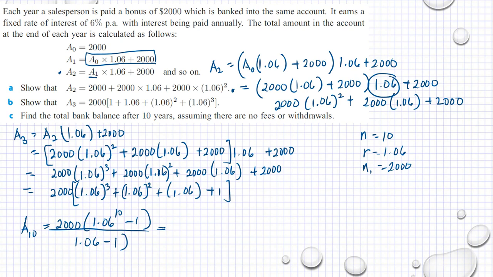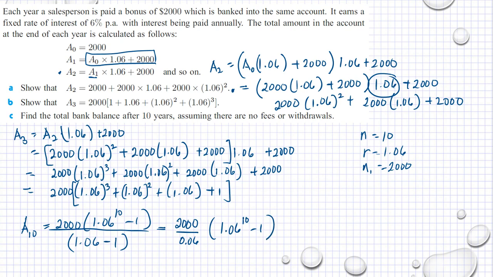Then this is 0.06. So 2,000 divided by 0.06. That is 33,000. We have now, I will put here 2,000 divided by 0.06 multiplied by 1.06 raised to 10 minus 1.